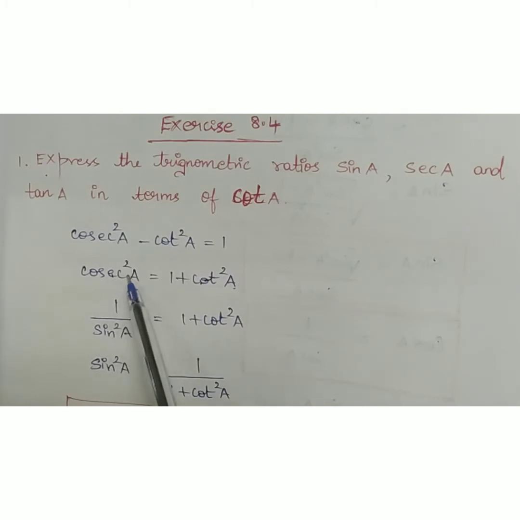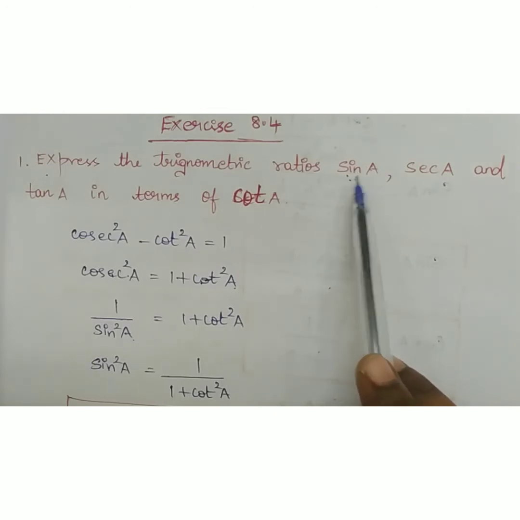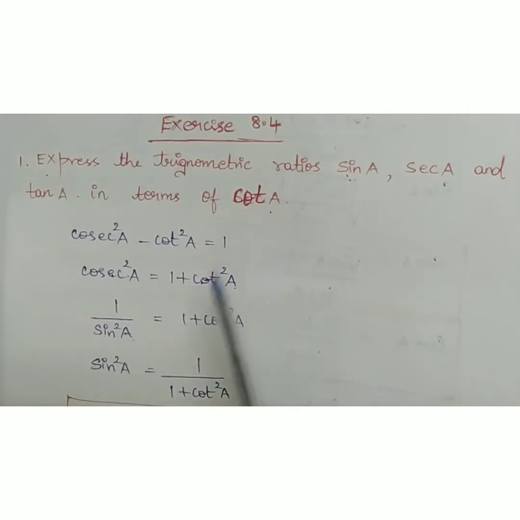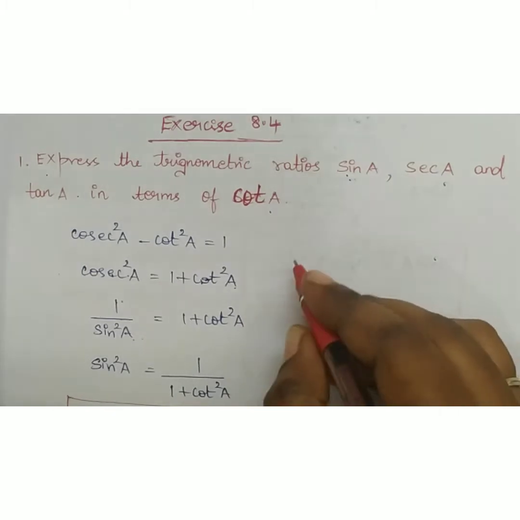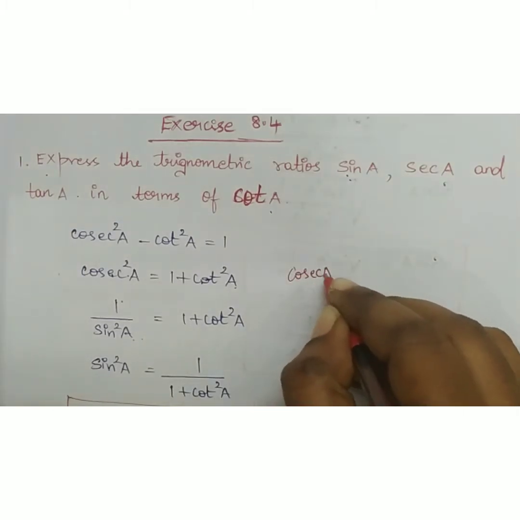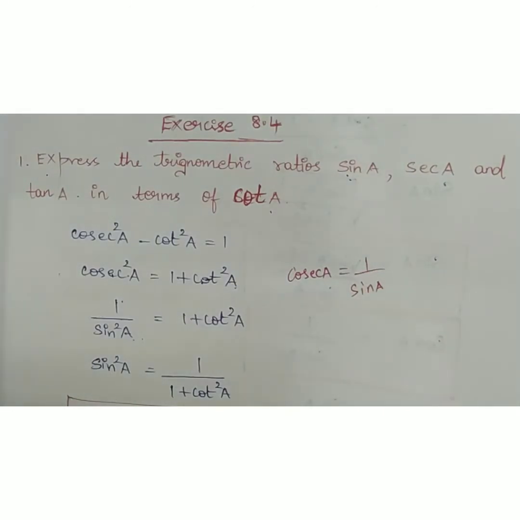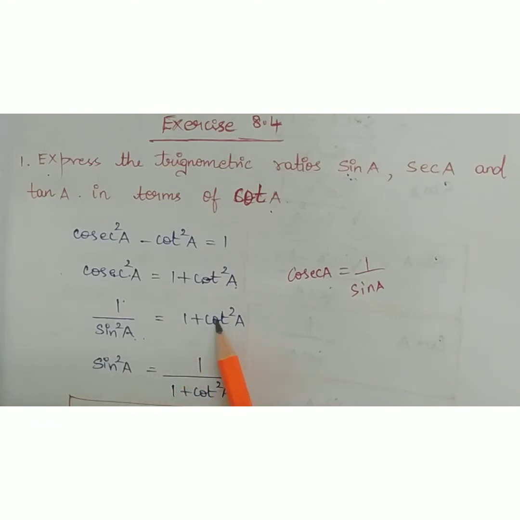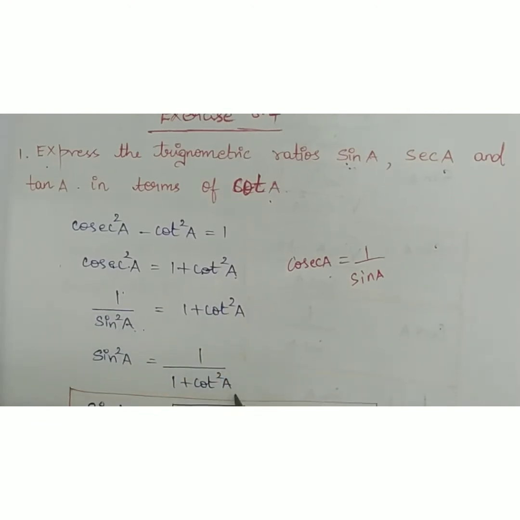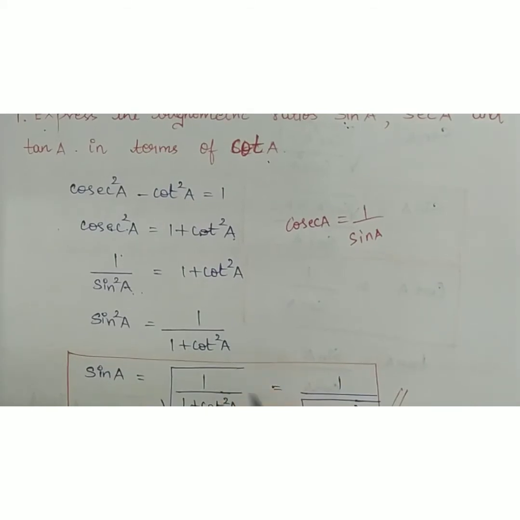And cosecant square A you can write as 1 by sin square A, because you have to express sin A, secant A and tan A in terms of cot A. So you are writing this cosecant square A as 1 by sin square A, because we know cosecant A is equal to 1 by sin A. Now you are taking the reciprocal again. So this 1 by sin square A will become sin square A and this will become 1 by 1 plus cot square A.